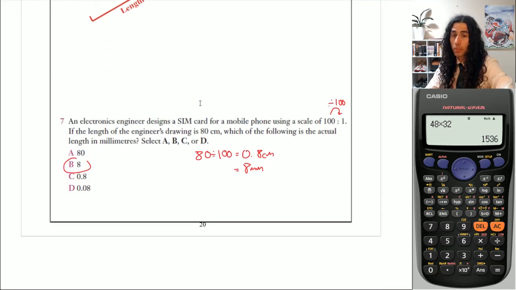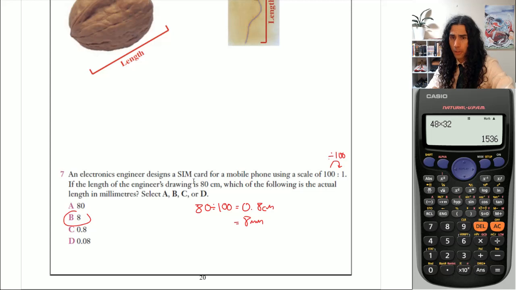And question 7, this was the one divided by 100. So 80 divided by 100 is 0.8. Show you that in the calculator. So that's 0.8 centimeters. And how do you get from centimeters to millimeters? Times by 10. All right, going to stop there.